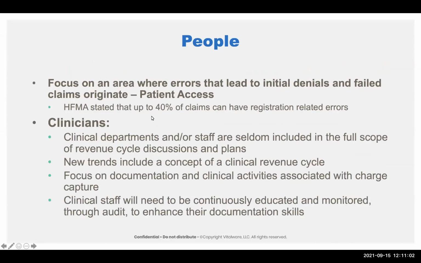HFMA put out something, and I can't find anything after 2018, but at one point they said that up to 40% of the claims can have registration related errors, be that demographics, eligibility, authorization. And one of the things we see is that with eligibility, a lot of times you have a system for eligibility and patient registration, but the Medicaid system has a different system and Blue Cross has a different system that are direct dial-in. And so they have to leave their screens to do it. So this is one of the areas that we see eligibility fall.